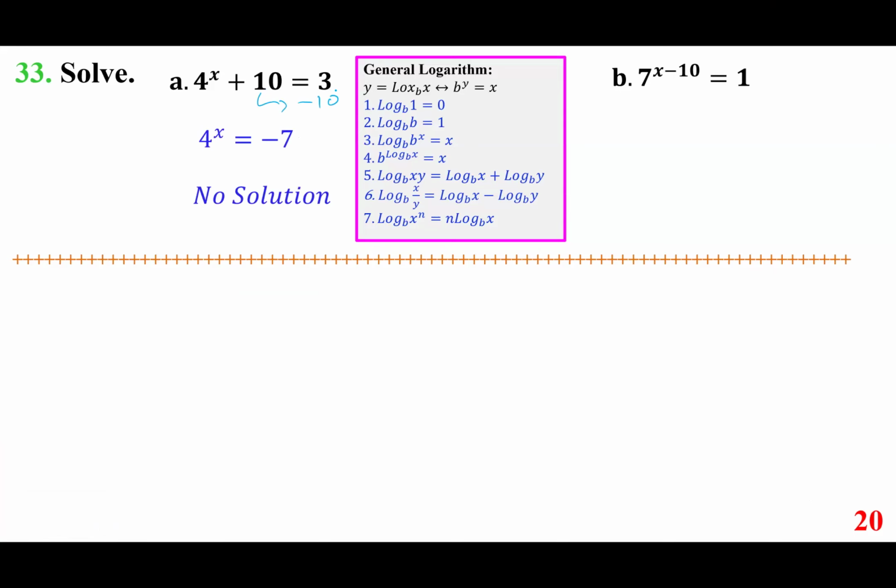Now, to do part B, it's something interesting. The right side is 1. The left side has a base 7. And you know a number to the power of 0 is 1. And because the left side has a base 7, write it 7 to the power of 0. 1 is the same as 7 to the power of 0. Now the exponents must be the same. And x becomes 10.